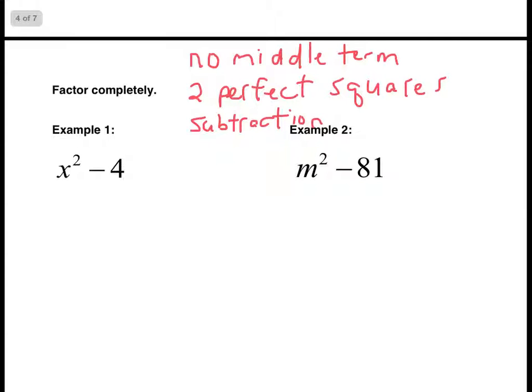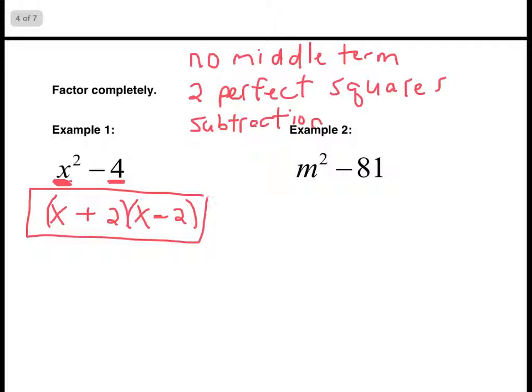So the way you would factor it is always going to be the same, and I'm just going to show you how it works, and then I'm going to do FOIL to check so you can see why it works. So what you're going to do is take your first term, and you're going to take the square root of that first term. So the square root of x squared is x. So I'm going to take an x there, and I'm going to put an x there. Then I take the square root of the second term. So the square root of 4 is 2. So I put a 2 here and a 2 there. And then all I'm going to do is add a plus sign to one of them and a minus sign to the other. And this is how you factor the difference of two squares.